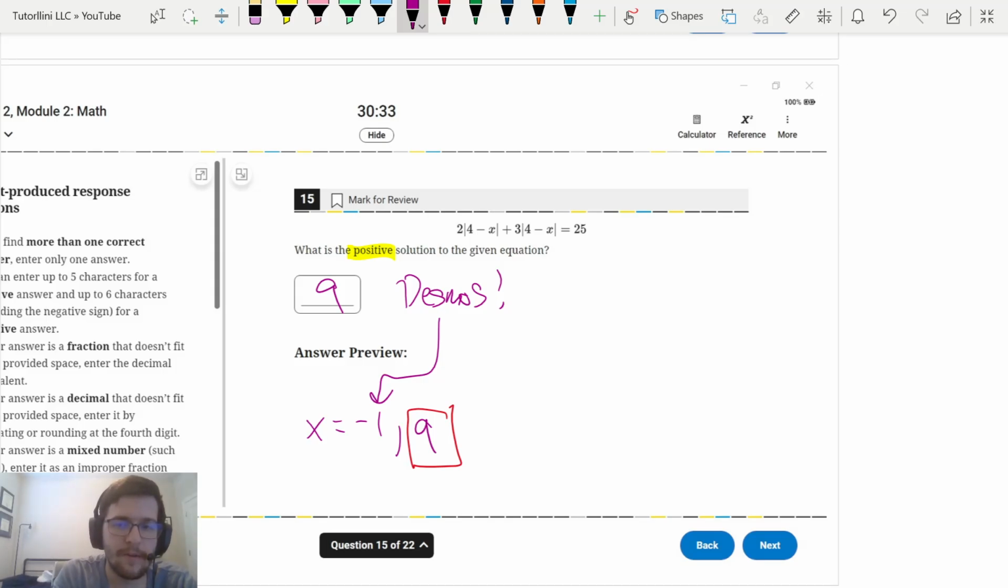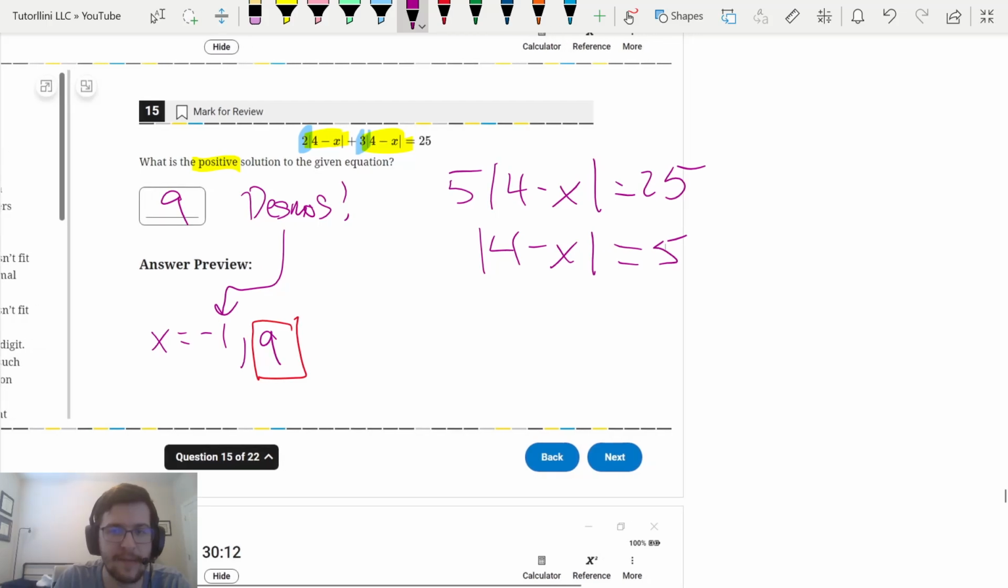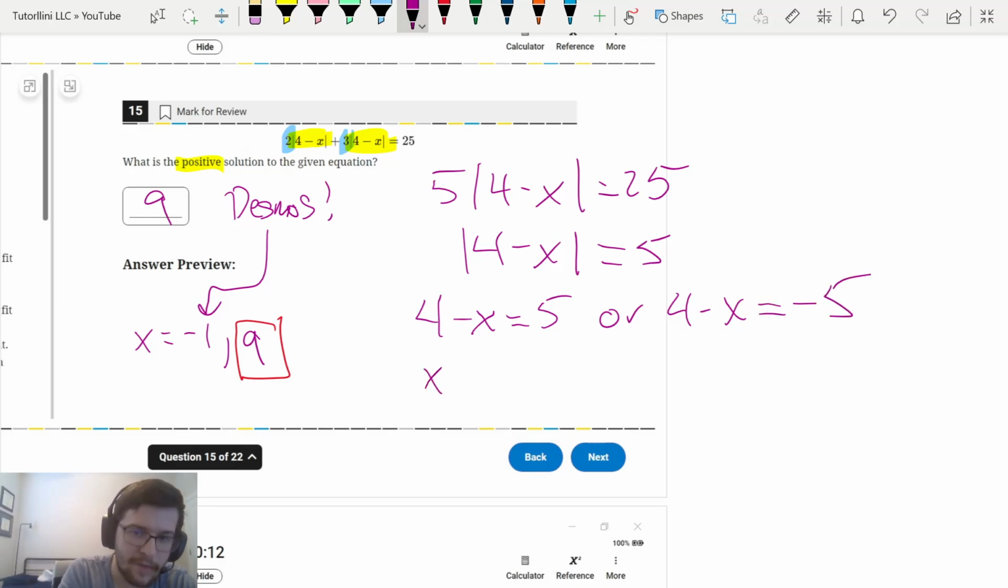For this one, you see how these guys are the same? So we can combine the like terms. 2 plus 3 is 5, right? So 5 times |4 minus x| equals 25. Now we divide both sides by 5 and we get |4 minus x| equals 5. And then when you have absolute value equals a positive number, like here, you drop the bars, and then you write a second equation where you drop the bars and slap a negative onto the other side. If you solve both of these, you get -1 and 9. And again, the positive solution is 9.